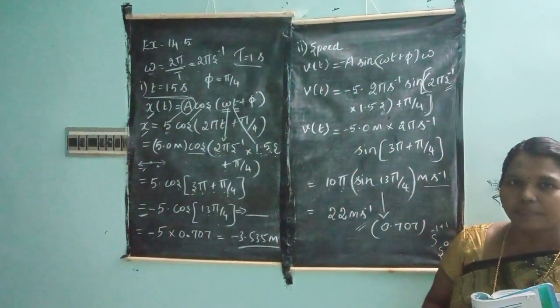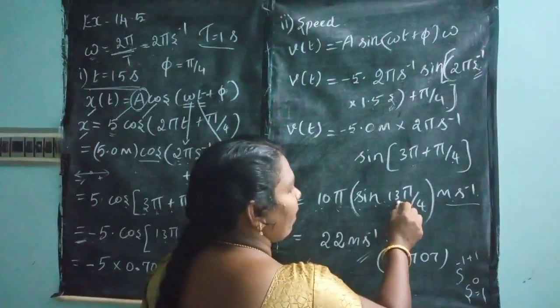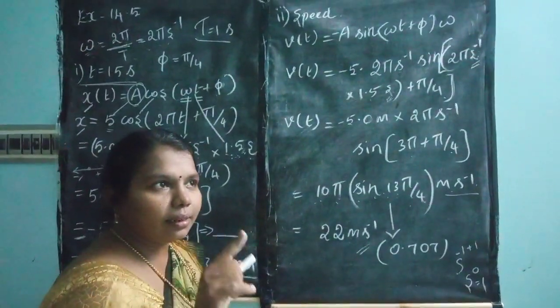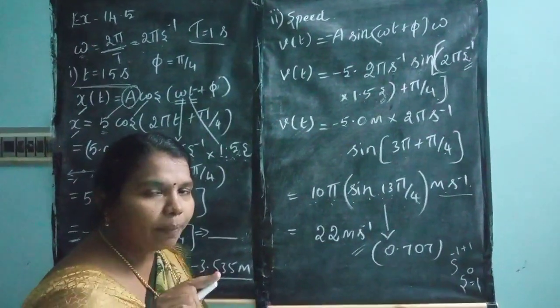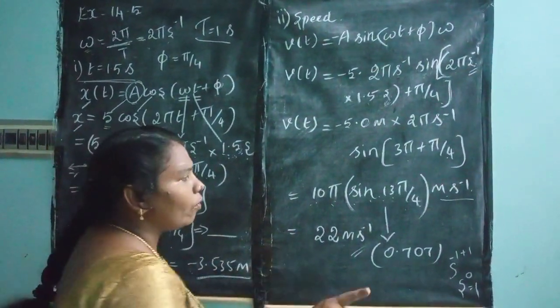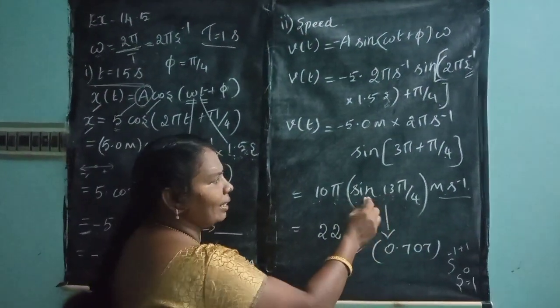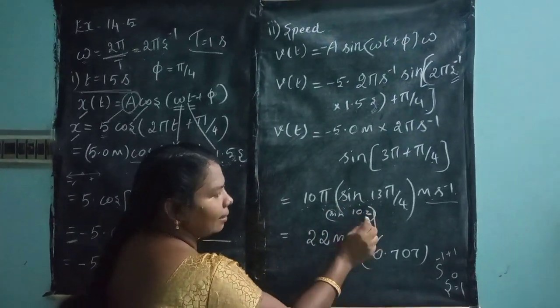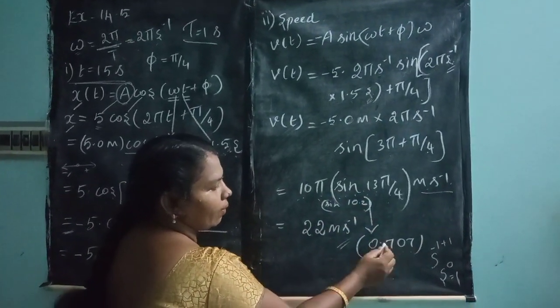Can you understand, ma'am? See here, the 13 pi divided by 4, what is it? You know that 13 into 3.14 divided by 4 is equal to 10.2. So when you go to the log book and find sine 10.2, you get the answer 0.707.